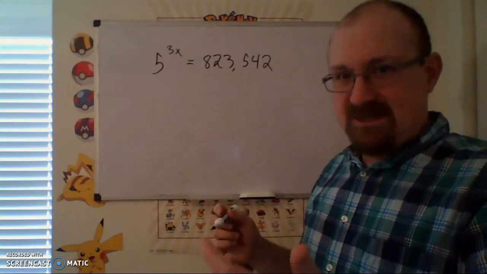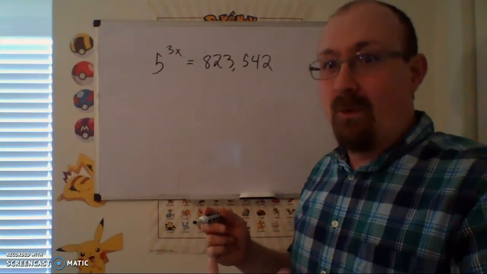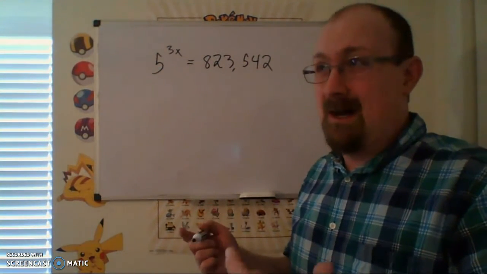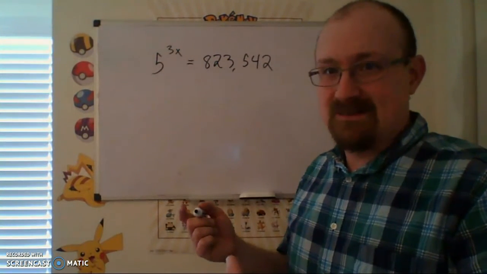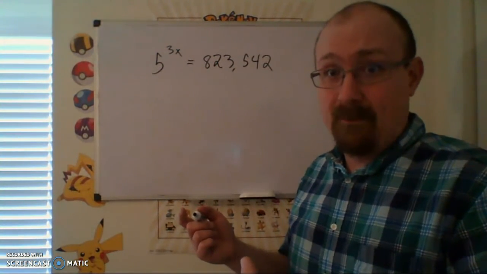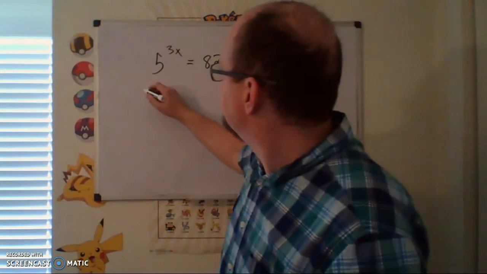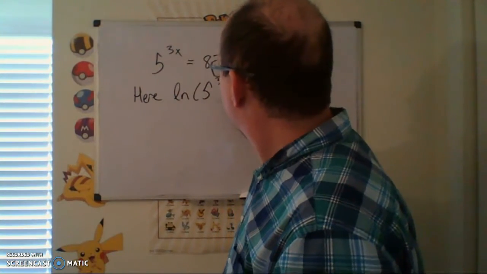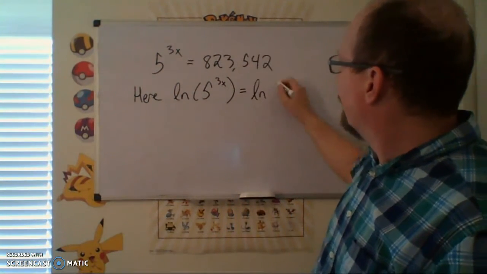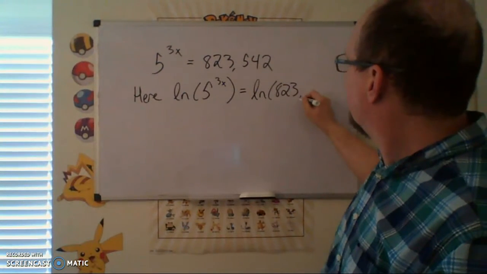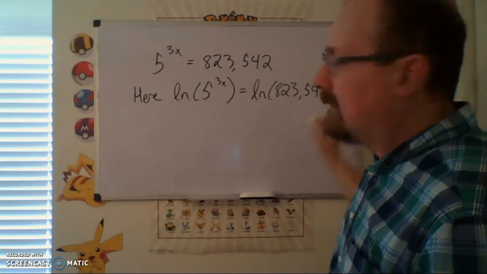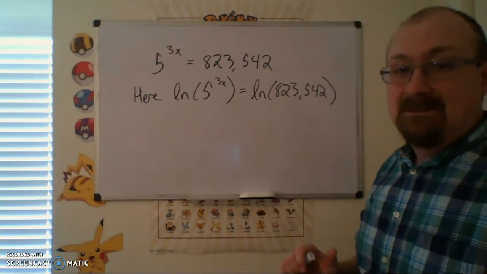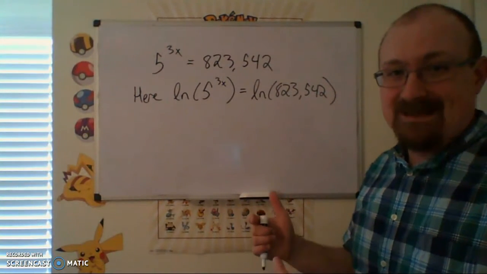Standard algebra stuff, if you do something to one side of the equation, you've got to do it to the other. You could use any logarithm you like. I like the natural log because, like I said, I'm a math teacher. That's the one that really is natural to me. So we have ln 5 to the 3x, and again, whatever you do to one side, you got to do to the other. Now, great, we've taken a logarithm. Fantastic. What does that do for us?